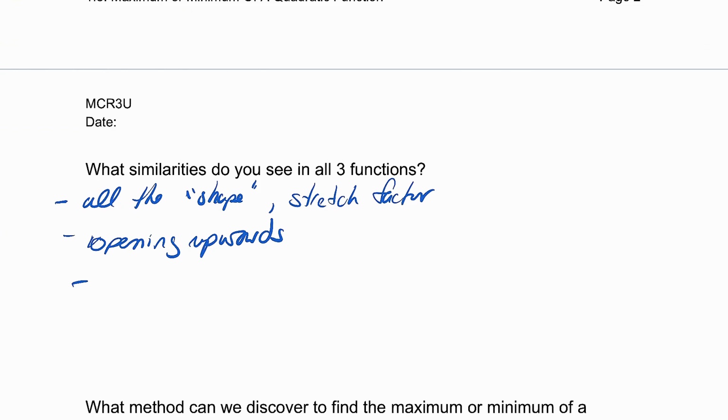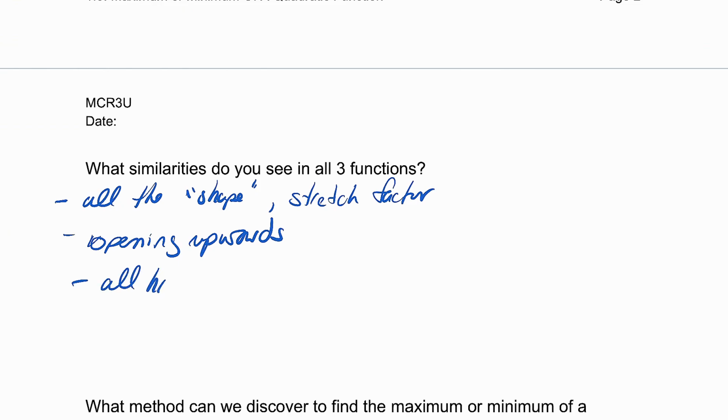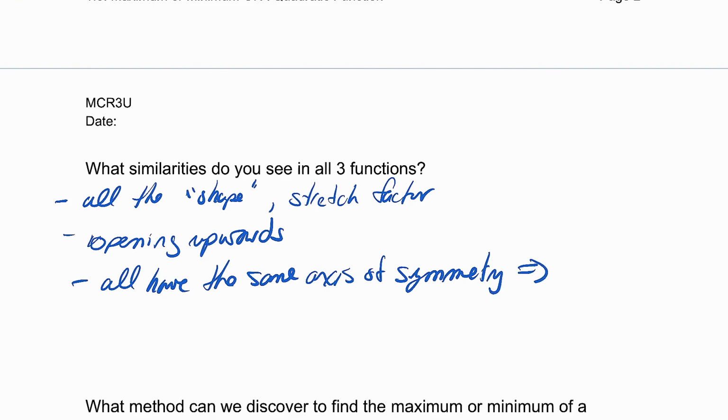The other thing is that they all have the same axis of symmetry. And this is important because this implies that they all have the same x-coordinate of the vertex.